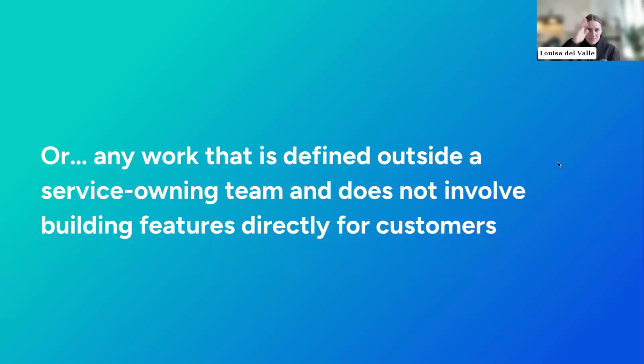I think all of that can be summed up into this more synthesized way that we think about software standards, especially at OpsLevel: any work that is defined outside of a service owning team and does not involve building features directly for customers. So again, think about your day-to-day jobs, probably the reasons you became developers in the first place, which is to build cool features and ship code. This is the work that oftentimes exists external of that, although business critical to your various organizations. So keep that in the back of your mind as we talk through today.